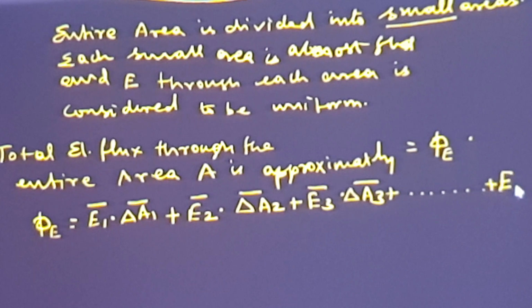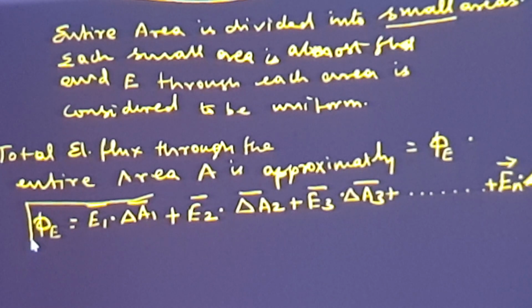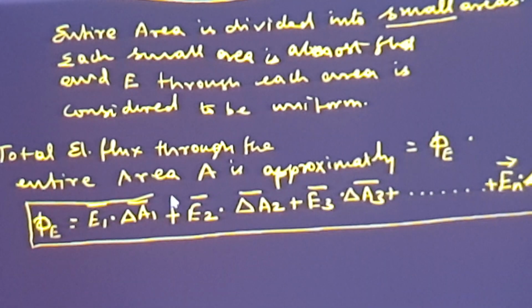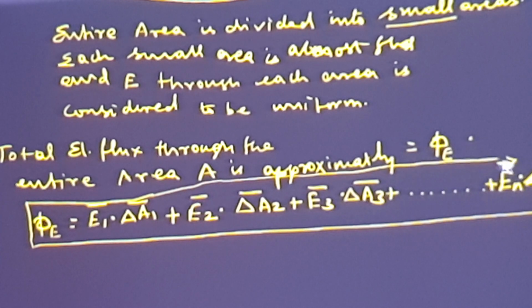So if you are considering the nth area, then the electrical field available is En multiplied with delta An vector. So this is delta A, not A. This we are taking as the total flux that is available for the entire area. Now, if you want to write this in a mathematical form, let us consider it in general.